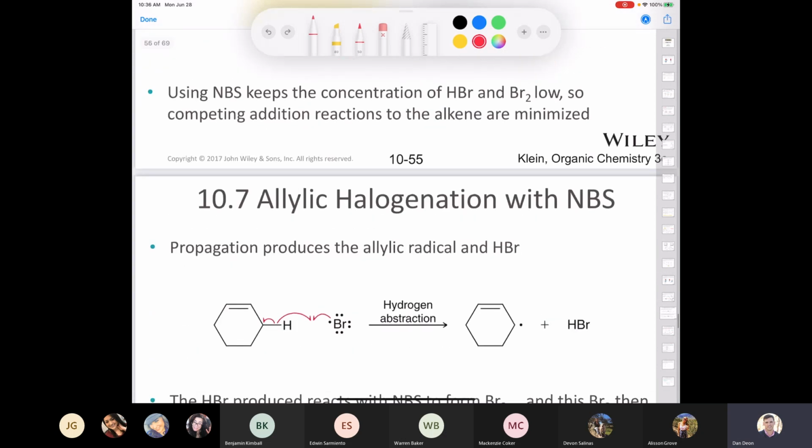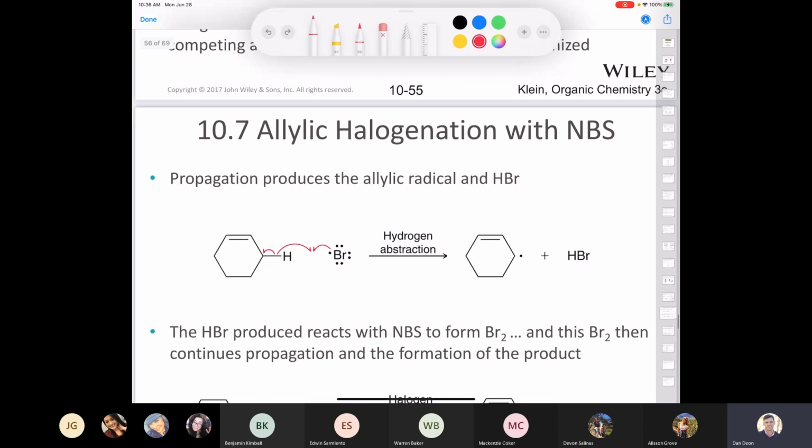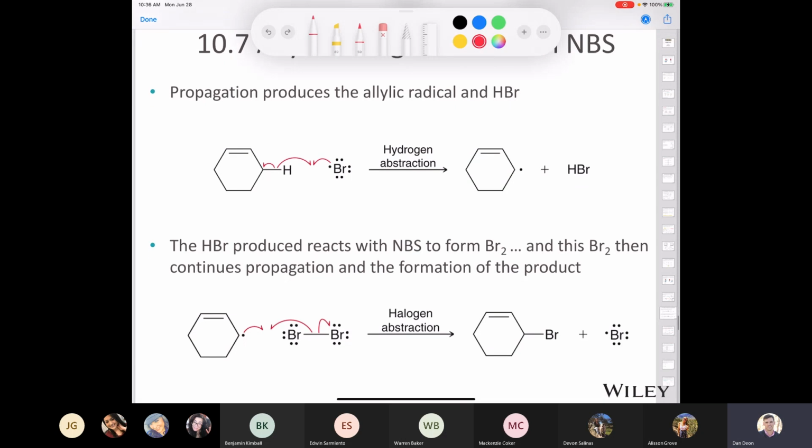So what happens? It says that the NBS keeps the concentration of HBr and Br2 low, so the competing addition reactions of the alkene are minimized, so that we get allylic bromination occurring preferentially. So let's take a look. It says propagation. Using the bromine radical, we do the hydrogen abstraction to produce our allylic radical. But again, the HBr that we produce here reacts with NBS in an ionic mechanism, which isn't even in our textbook, to form bromine, and then that bromine continues the propagation to do the allylic bromination.